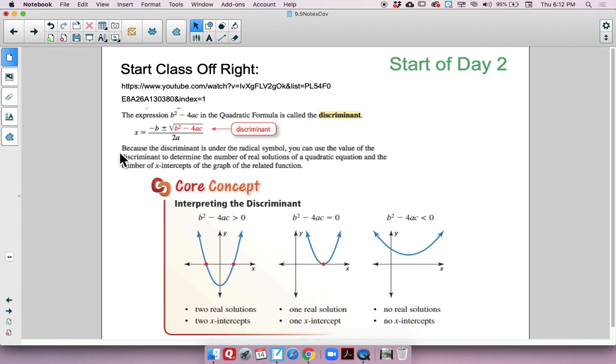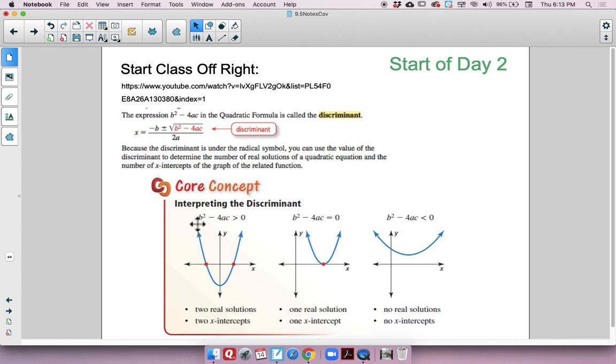In other words, because the discriminant is under the radical sign, you can use the value of the discriminant to determine the number of real solutions of a quadratic equation. And remember, the number of real solutions of a quadratic equation is the same as the number of x-intercepts of the graph of the related function. So, interpreting the discriminant means using this information to tell us how many solutions we're going to have.